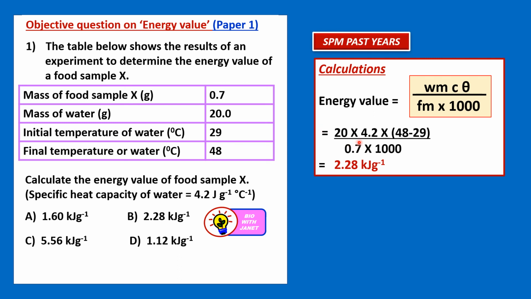So 20 times c, which is 4.2, the specific heat capacity of water, right? Times θ, our difference in temperature, so 48 minus 29. Okay, and then divided by the food mass, Fm is food mass, 0.7, and also divided by 1000. The answer is 2.28 kilojoules per gram. Okay, so the answer is B.